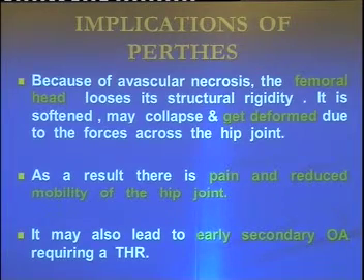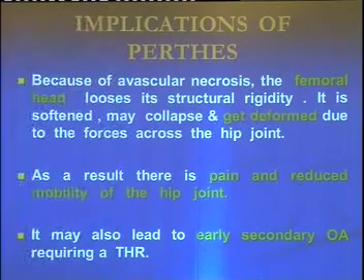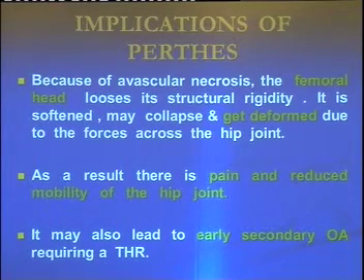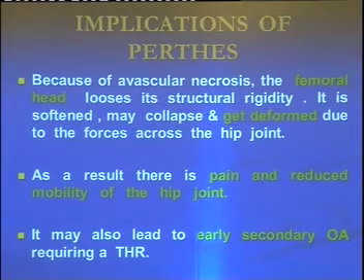Why are we discussing Perthes disease? What are the implications? Because of the avascular necrosis of the epiphysis, the head loses its structural rigidity. It is softened and may collapse. And if it collapses, it gets deformed due to the forces across the hip joint. As a result of the deformation of the head, what should happen? It will lead to pain and limitations of the movements of the hip joint. It also leads to development of secondary osteoarthritic changes in early adulthood. That will require a total hip replacement in 4th or 5th decade usually.